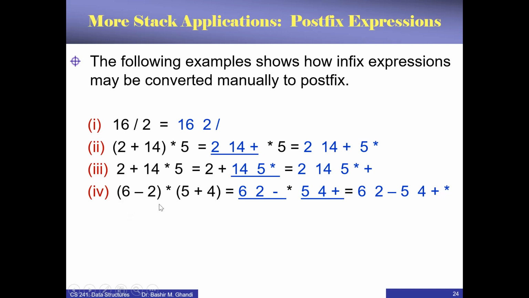6 minus 2 bracket times 5 plus 4 bracket. So again here, follow your infix rules. You have to do the brackets first. Okay, since we have two brackets, we can take them simultaneously. The first bracket will give you 6 2 minus as one term. Keep the times for the moment as it is, but do the other bracket. The other bracket will give you 5 4 plus. Okay, so this is the 5 4 plus.